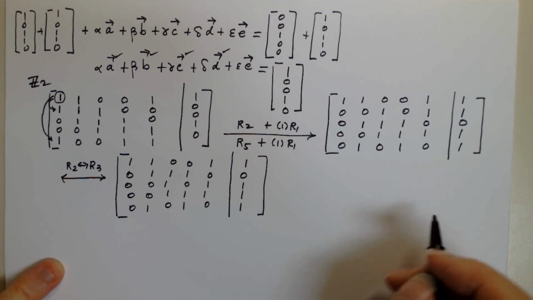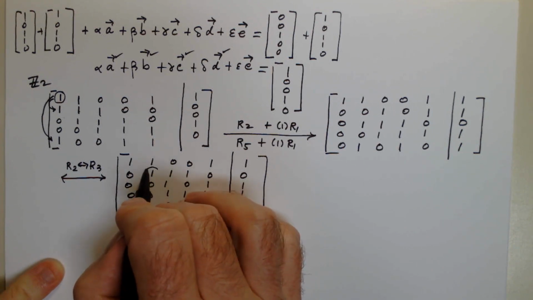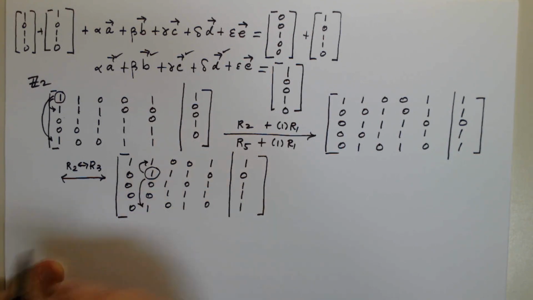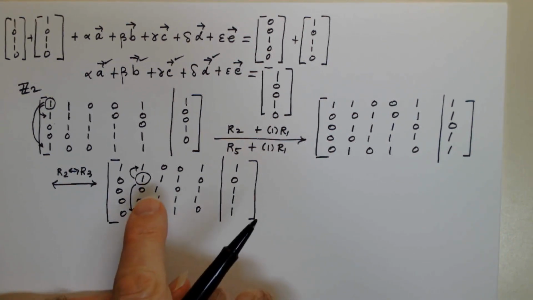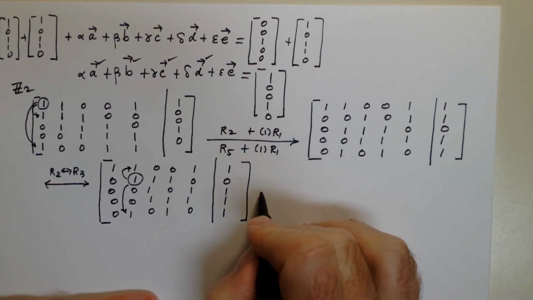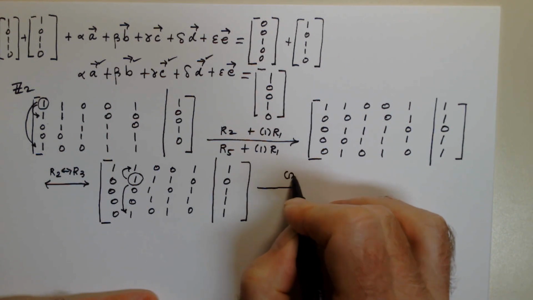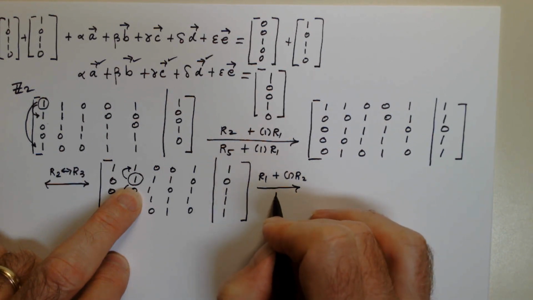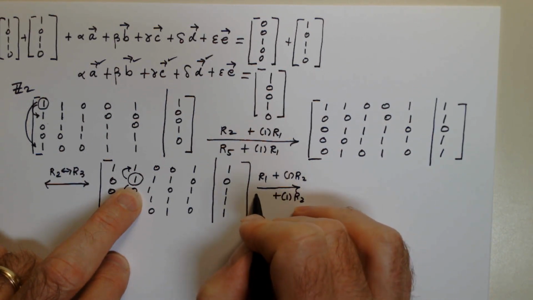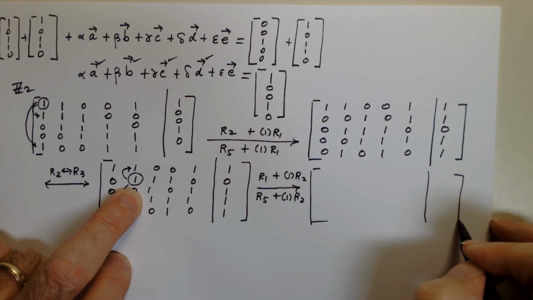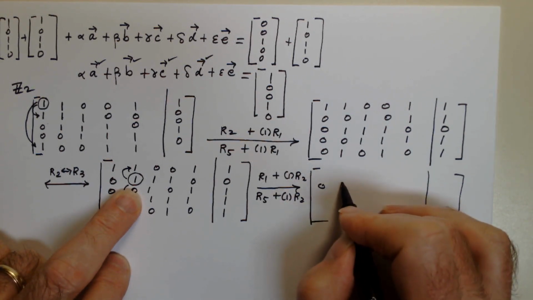Okay, good. Now, I've got a leading 1 in the second row, and I want to use it to eliminate the non-zero elements in its column. So I have to do another pair of row operations. Now I'm using row 2 to affect row 1, and I'm using row 2 to affect row 5. So my next operations are going to be: take 1 times row 2 and add that onto row 1, and take 1 times row 2 and add it onto row 5. Now let me get row 2 in place. That's not changing.